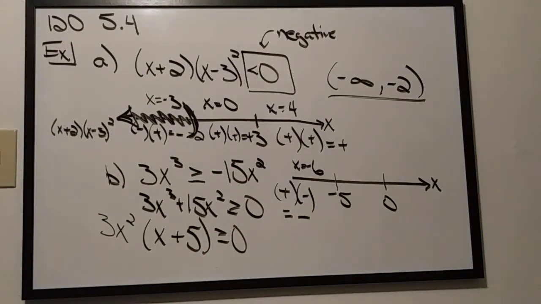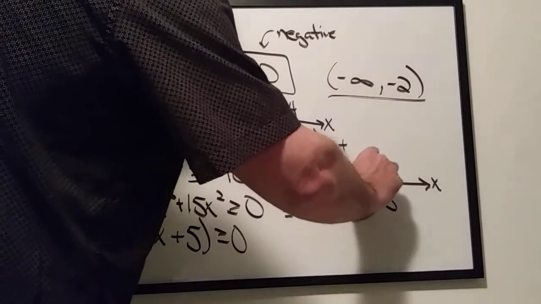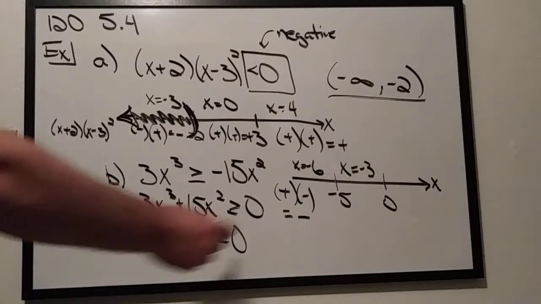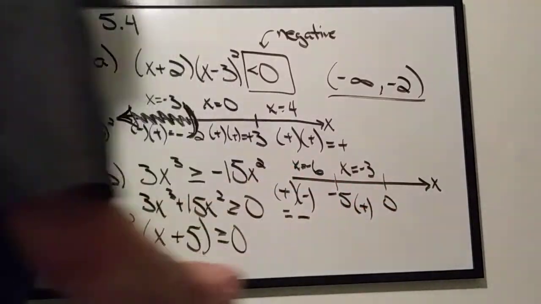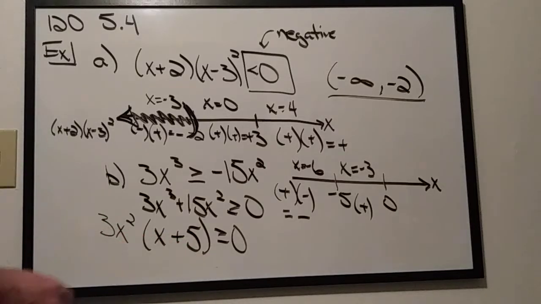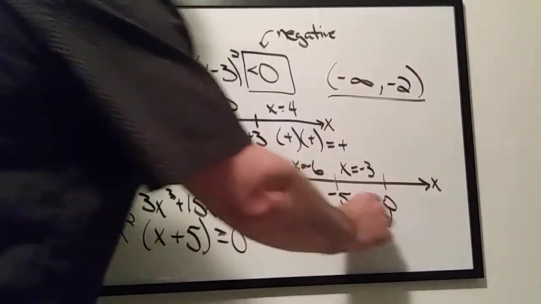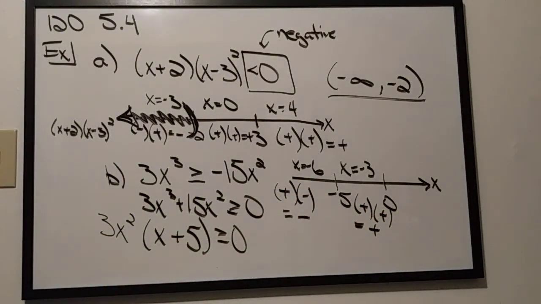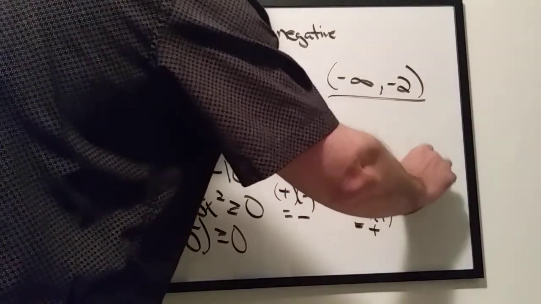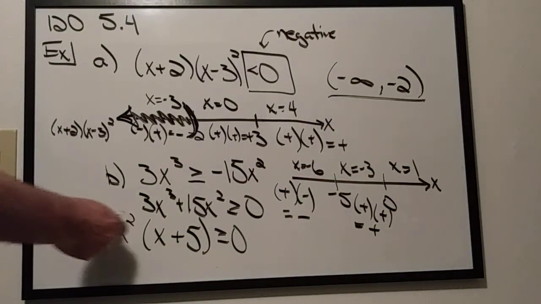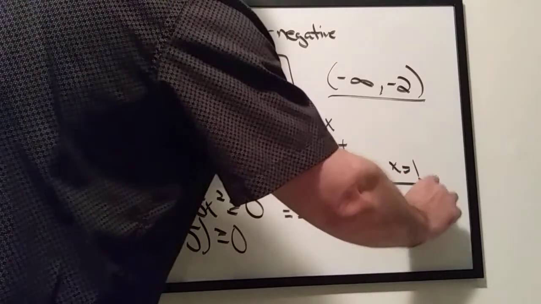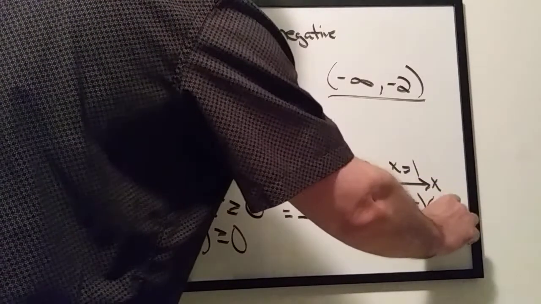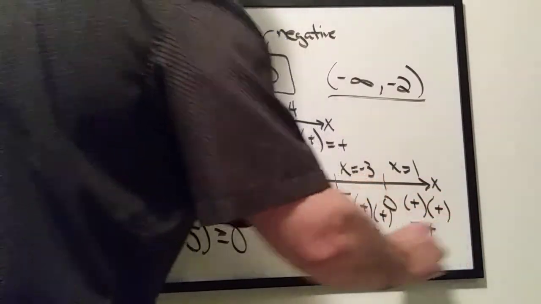Now between negative 5 and 0, we could choose something like an x value of negative 3. Well, negative 3 squared, once again, is going to be positive, so that first factor is going to be positive. And then negative 3 plus 5 is going to be a positive as well. Positive times a positive is going to be a positive. And then finally, to the right of 0, let's choose something like an x value of 1. 3 times 1 squared, well, that's going to be positive. And then we have 1 plus 5, that's going to be positive as well. Positive times a positive is going to be a positive.